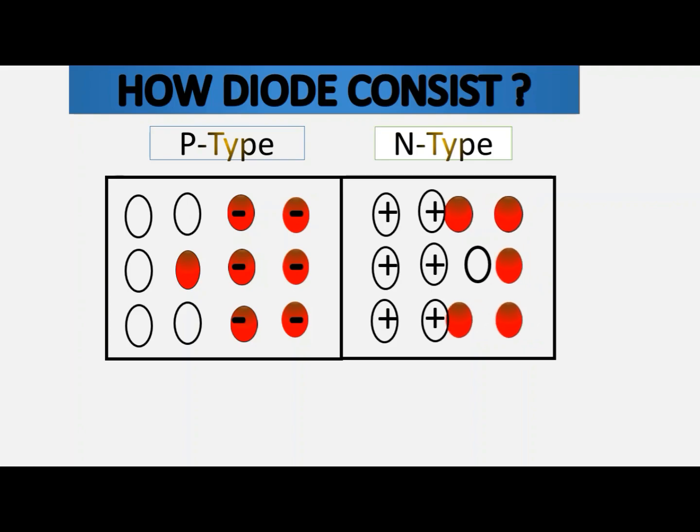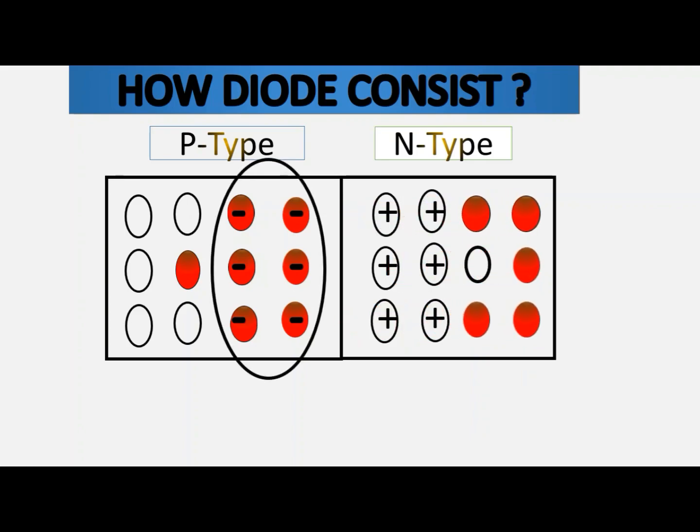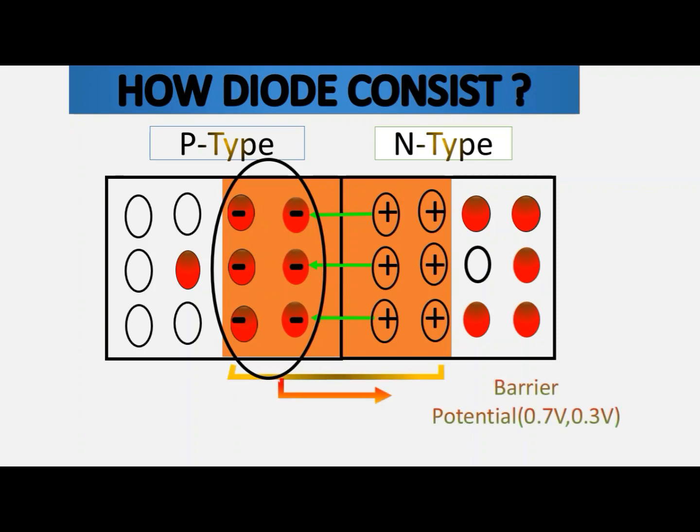This net negative charge prevents further flow of free electrons because negative ions repel free electrons. Similarly, holes cannot migrate. This immovable charge near the junction acts like a barrier or wall. This barrier creates an electrostatic field which has some potential. Its value is 0.7 volt for a silicon diode and 0.3 volt for a germanium diode.